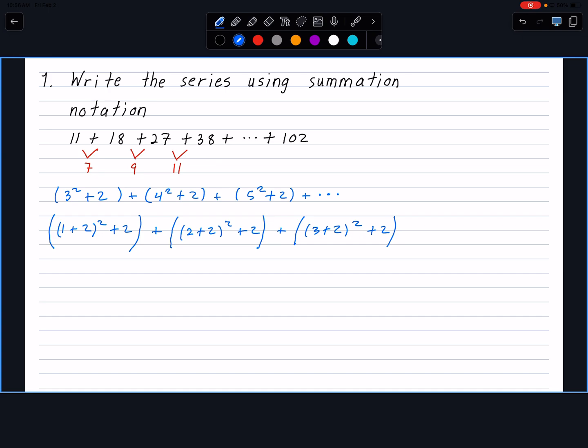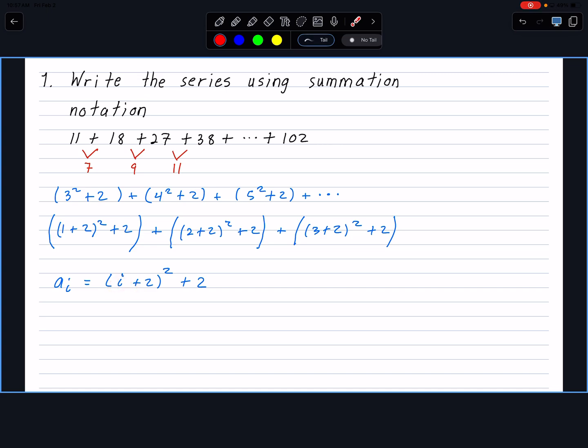So the idea in this case, see if you agree, it's going to be i plus 2 squared plus 2. And again, we should double check to make sure that that actually works. If I plug in 1, 1 plus 2 is 3. 3 squared is 9, plus 2 is 11.